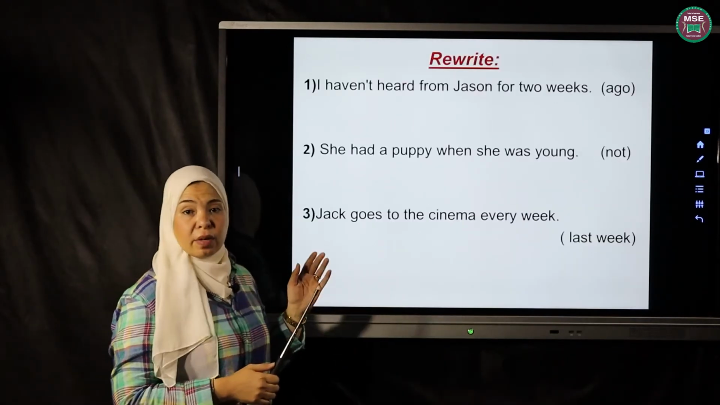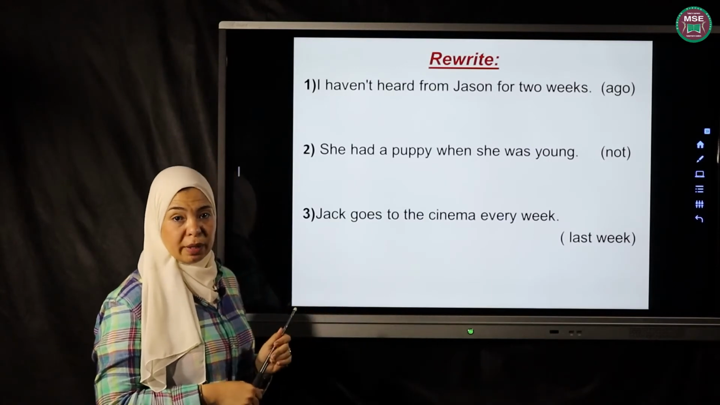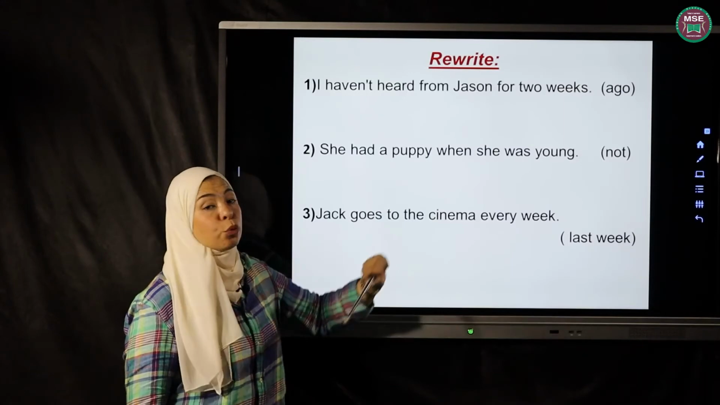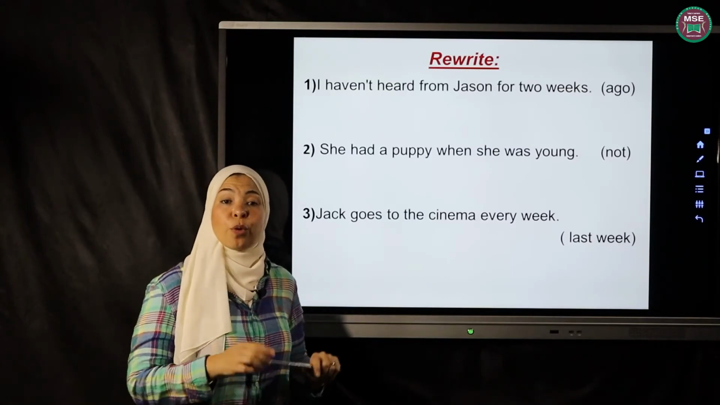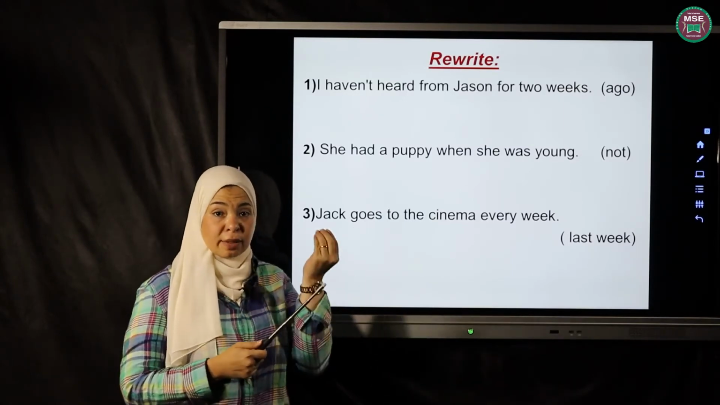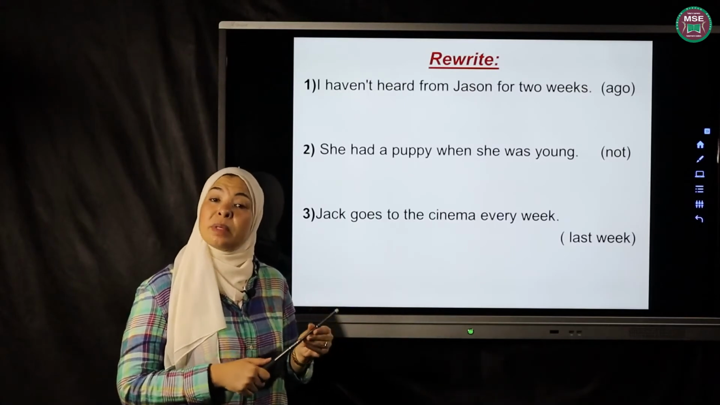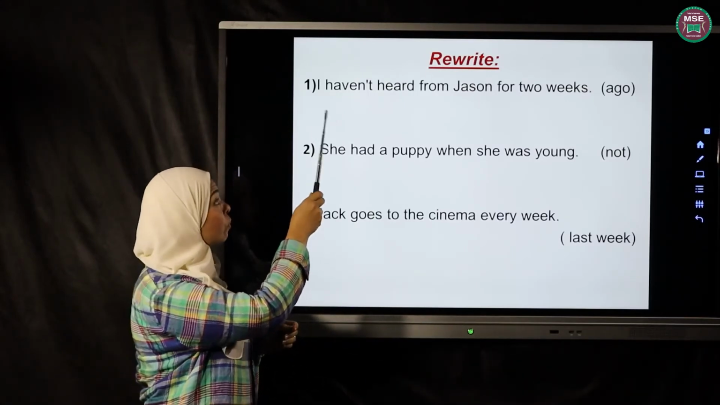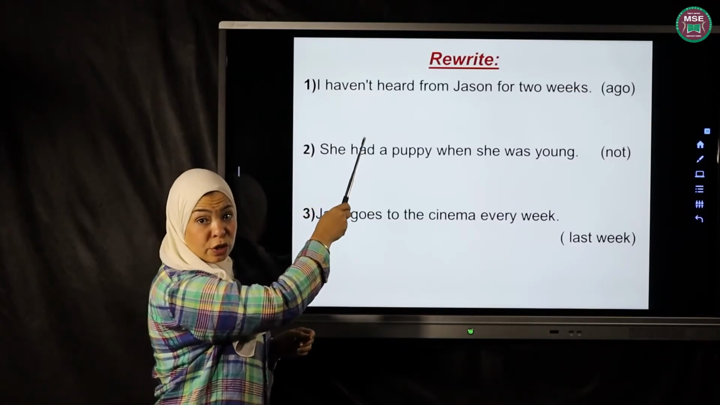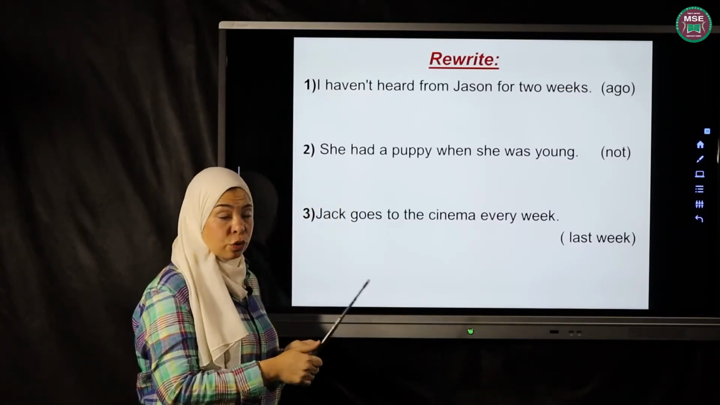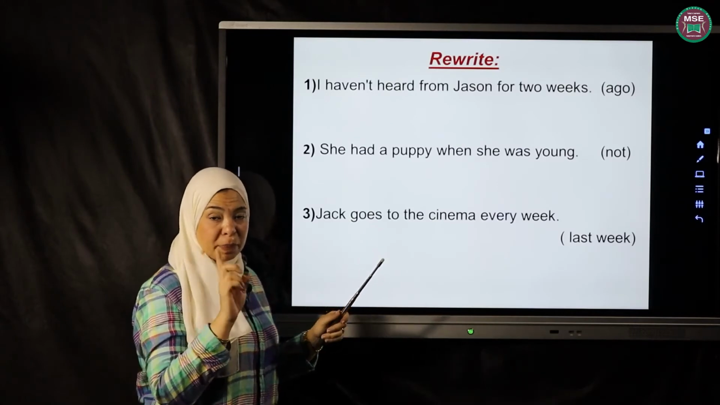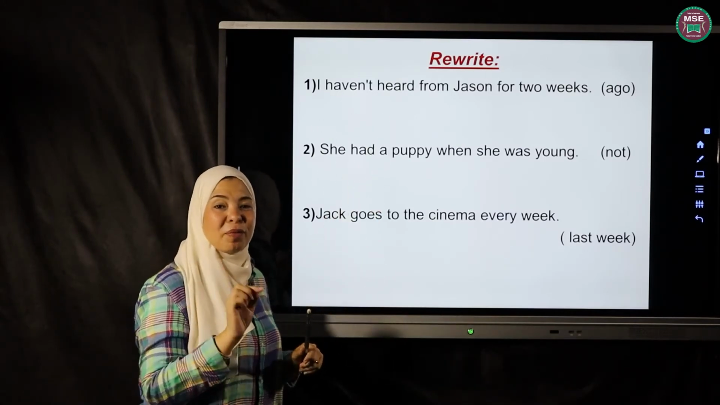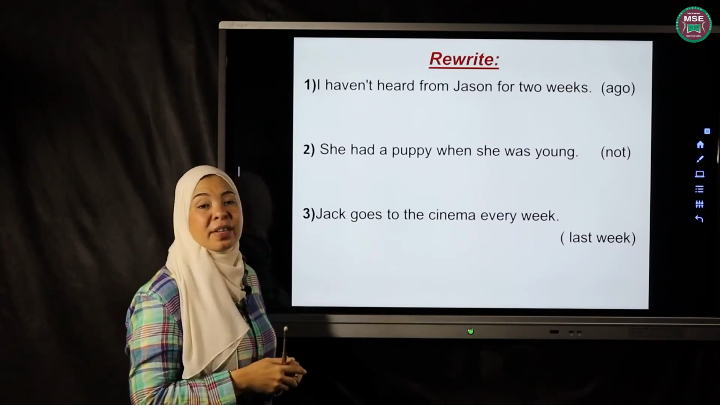Okay, here we have an exercise to apply what we have explained. The first sentence here: I haven't heard from Jason for 2 weeks. And I want you to use ago. Of course, when I ask you to use ago, which is a time expression for the past, it means that you are going to change the sentence from the present perfect form, as you see, haven't heard, which is the present perfect. Heard is the PP, past participle form of the verb. Okay, rewrite using ago.